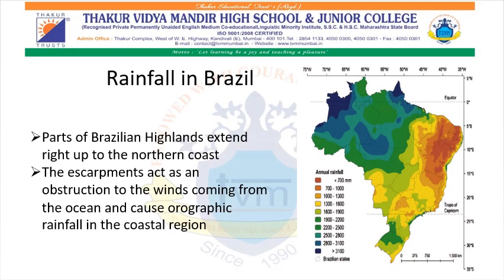Some parts of the Brazilian highlands extend up to the northern coast. Now we know that the southeastern coastal region has an escarpment with a height of about 790 meters. So this escarpment acts as an obstruction to the winds coming from the ocean, and it gives the orographic type of rainfall in the coastal region.